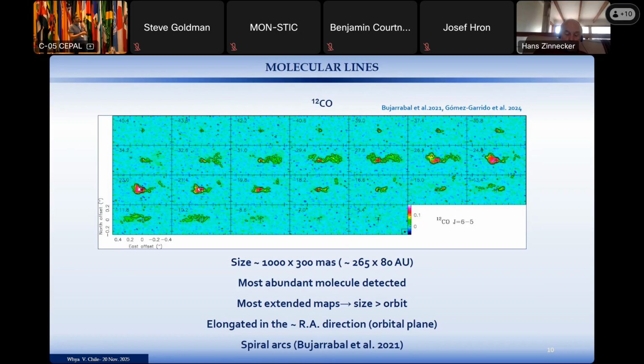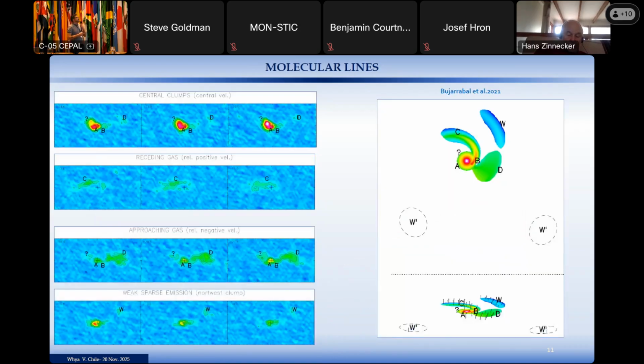The emission is elongated in the right ascension direction, which is almost in the orbital plane. So this suggests that most of the molecular content is located in the orbital plane. This emission was modeled by Bujarrabal and colleagues in 2021, and they found that probably the CO is forming part of spiral arcs located in the orbital plane. As you can see, for example, the A component is Mira, but B, C, or D are forming part of those spiral arcs.